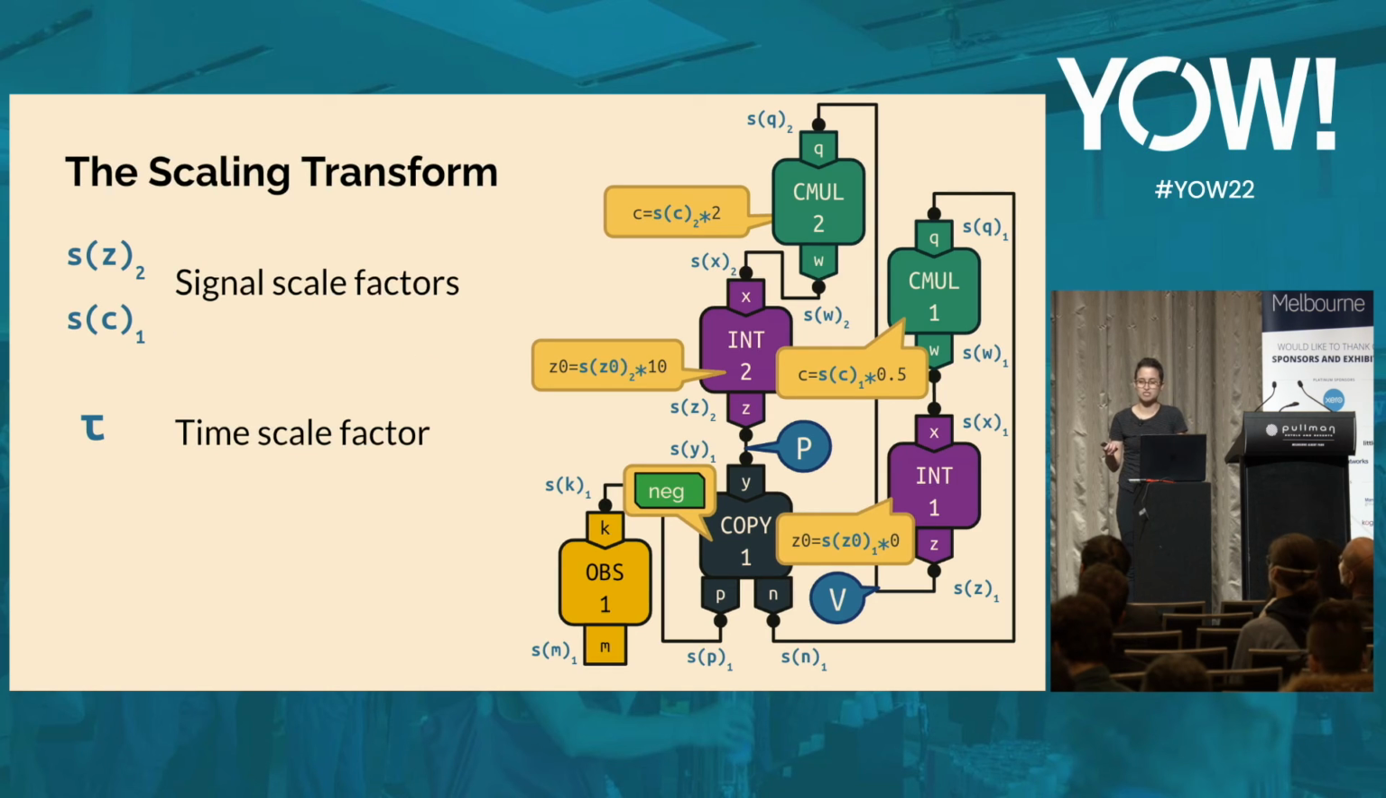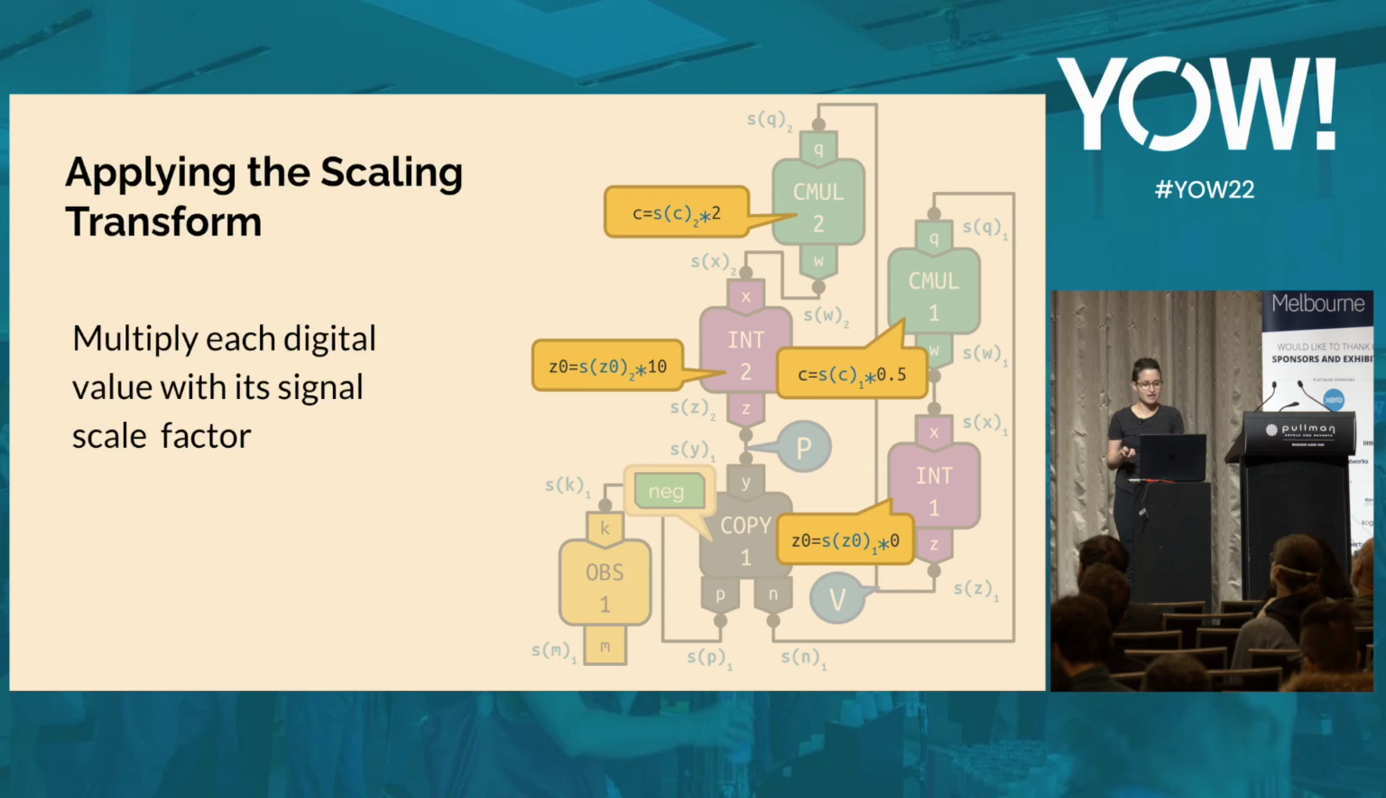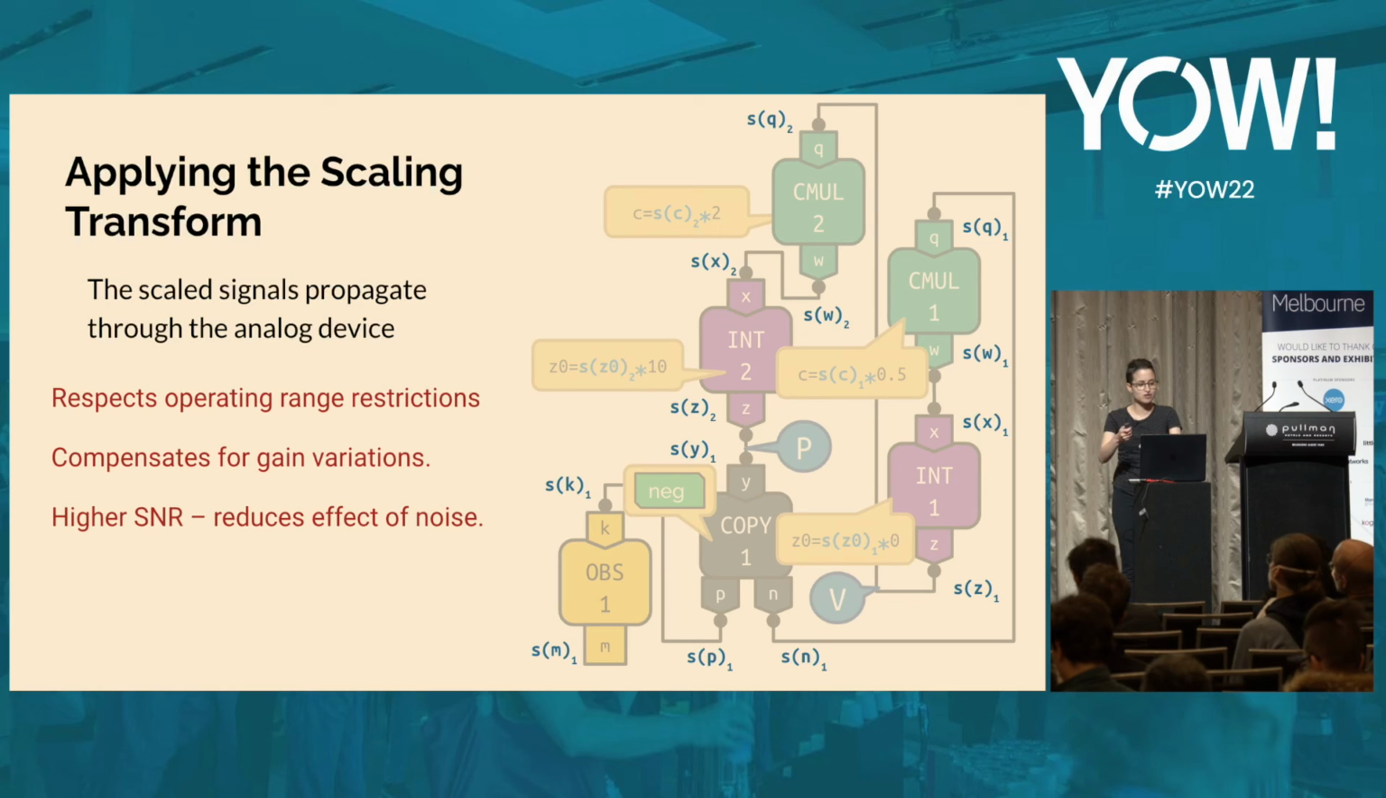So let's talk about the scaling transform. You can think about it as a collection of signal scale factors, which is applied to every single wire and port and value in your circuit. And you also have a time scale factor, which captures the correspondence between dynamical system time and hardware time. The way you apply your scaling transform is you multiply each digital value with a signal scale factor. And this internally will scale the signals to respect all of the operating range and frequency restrictions and account for the effect of noise and process variation.